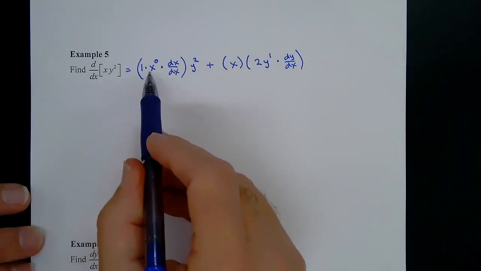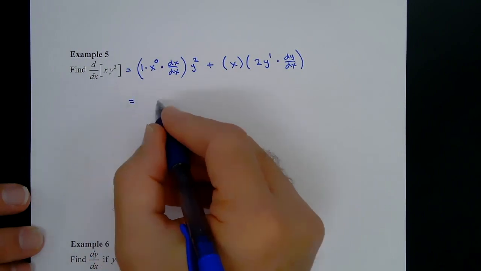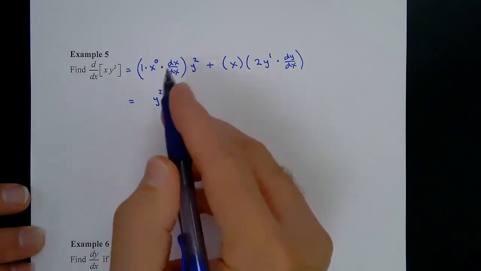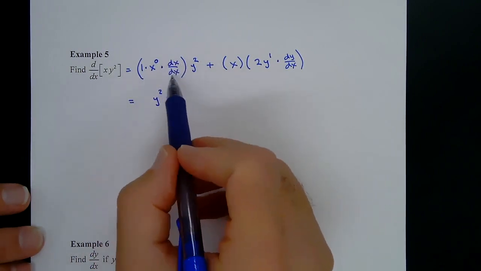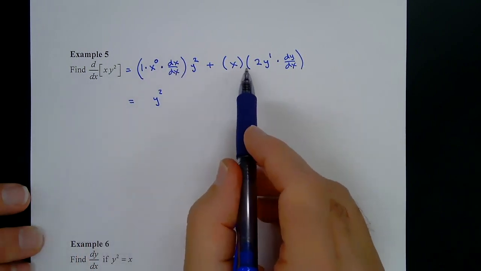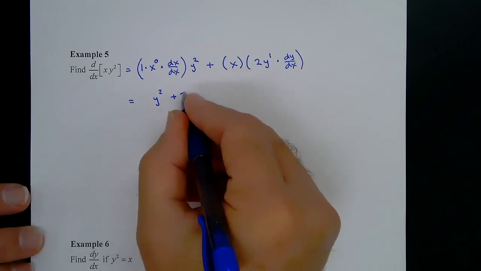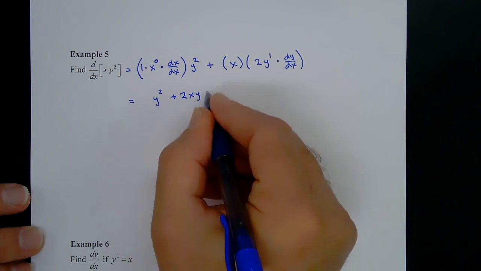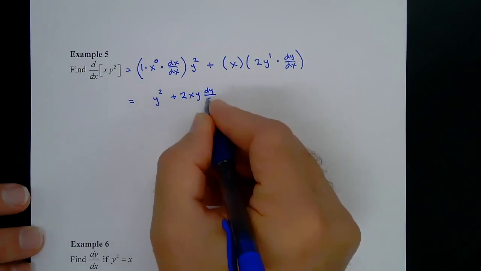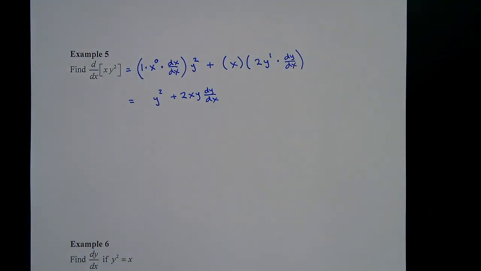Okay, so this is 1, this is 1, this is 1. So this is 1 times y squared. So that's just y squared. If you're going to skip a step, that's what I would do. Okay, when you see this, as long as you're writing this, I'm good, okay? And then this piece right here would be x times 2 times y. And I'm going to write that as plus 2xy, and then times dy over dx. And that's the derivative. Okay, so let's go to the next one.